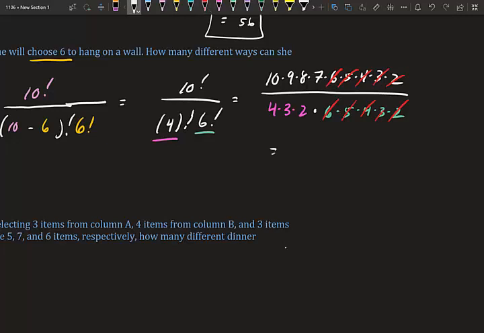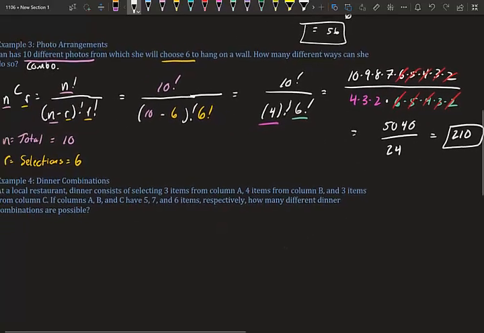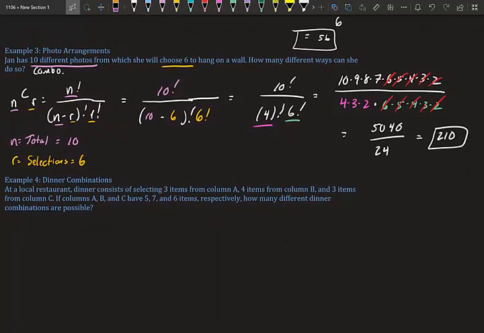So 10 times 9 times 8 times 7, that's 5,040. 4 times 3 times 2, that's 24. 5,040 divided by 24, we get 210 different combinations to hang our pictures. So if Jan has 10 pictures and she only wants to hang 6, she has 210 different combinations to do this.